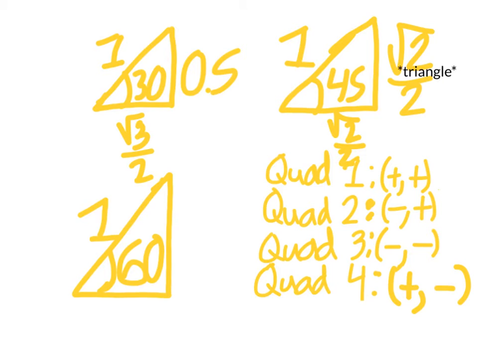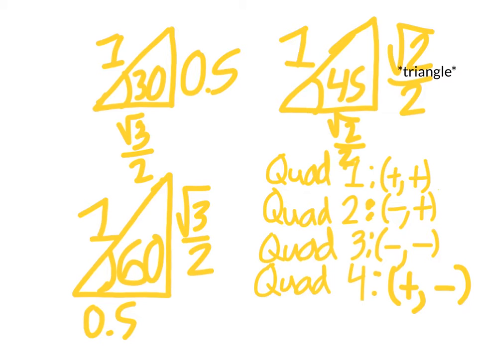And then for the 60 degree angle, it's flipped with the 30 degree angle. So we know that the x would be 0.5, and then the y would be square root 3 over 2.